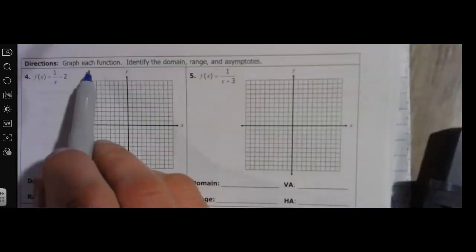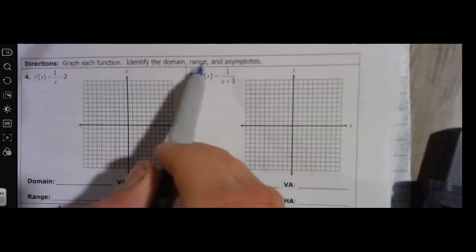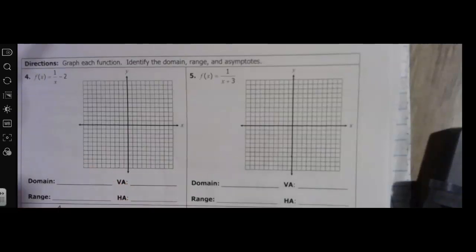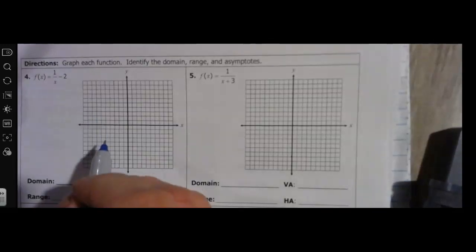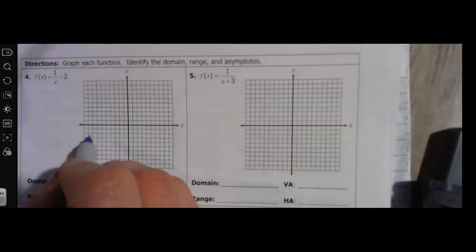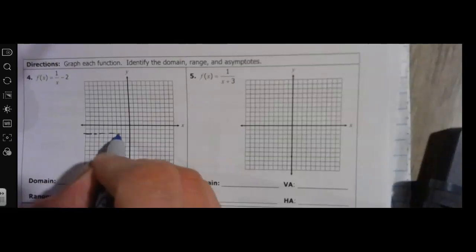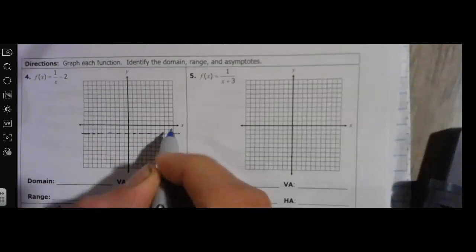Second page of notes here, we have to graph the equation, identify the domain, range, and the asymptotes. Well, this is a reflexive reciprocal function, and then a minus 2, so it's shifted down 2. So we could take a look at that. So if we graph it, it's going to be shifted just down 2. So instead of y equals 1, it's going to be y equals negative 2. Okay, and this one's going to stay the same.